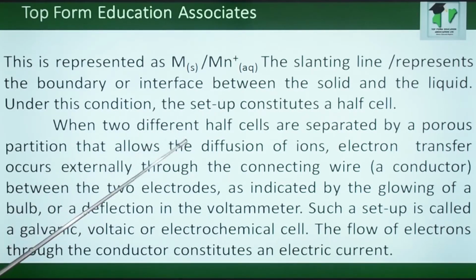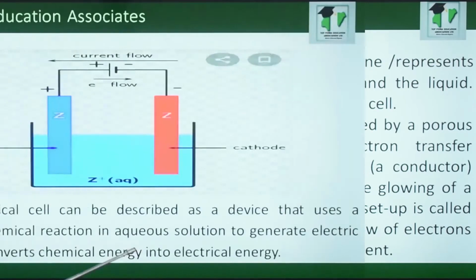When two different half cells are separated by a porous partition, a salt bridge, that allows the diffusion of ions, electron transfer occurs externally through the connecting wire, that is a conductor, between the two electrodes, as indicated by the glowing of a bulb or a deflection in the voltmeter. Such a setup is called a galvanic, voltaic, or electrochemical cell. The flow of electrons through the conductor constitutes an electric current.